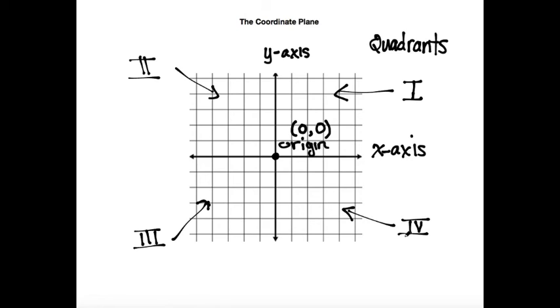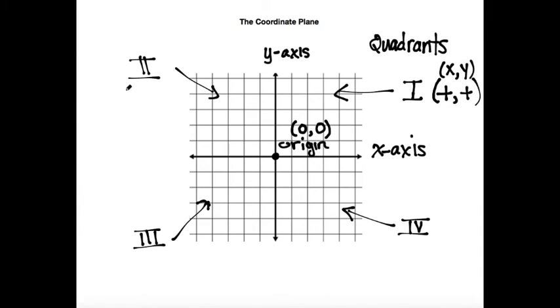Now, there are things that we know about points that are in each quadrant. In quadrant 1, we know that the ordered pair is always going to have a positive x value and a positive y value. So let me write that up here. We have x and y. Each ordered pair is written as a coordinate of an x value and a y value. In quadrant 1, we have both of them being positive.